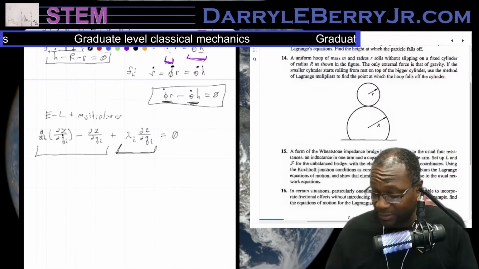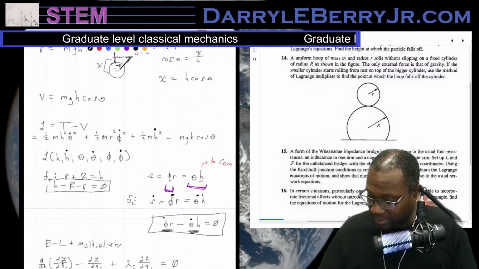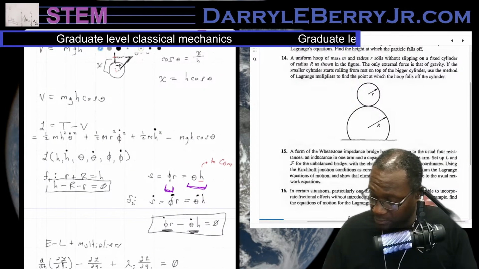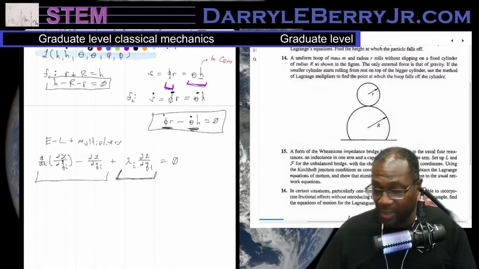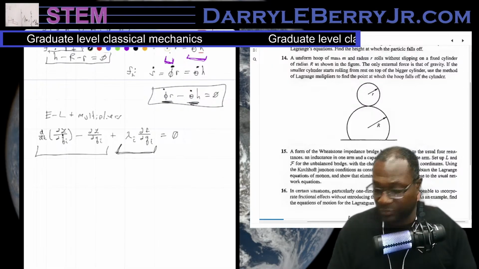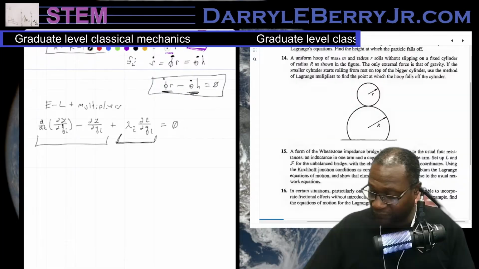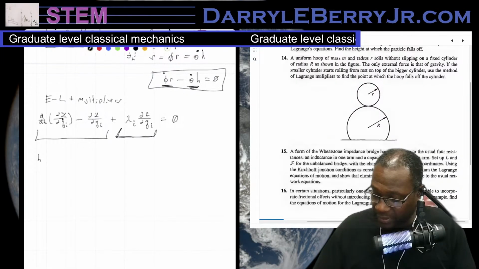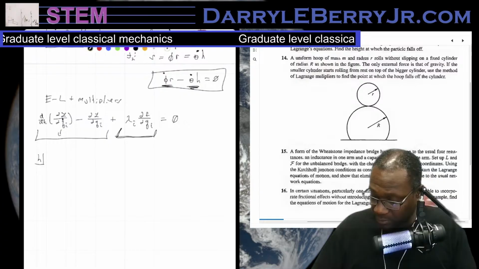So we have to solve it like this. And the coordinates, as I said before, are going to be h, theta, and phi. So we're going to have to do a Lagrange equation for each of those. I'll start with h. We'll go in that order: h, theta, and phi.